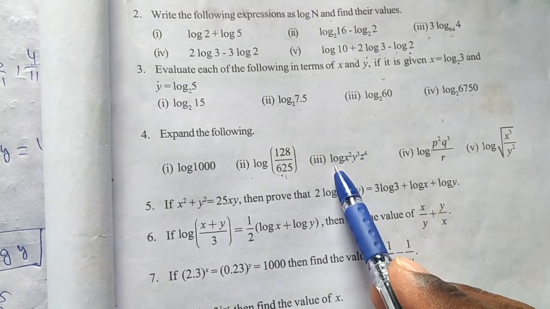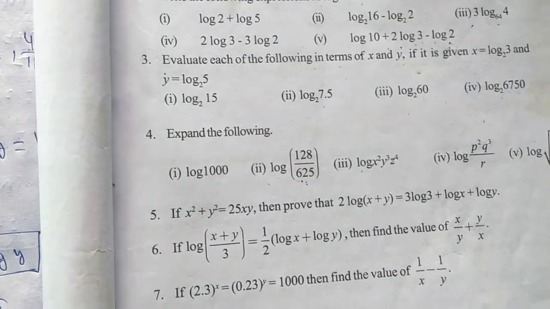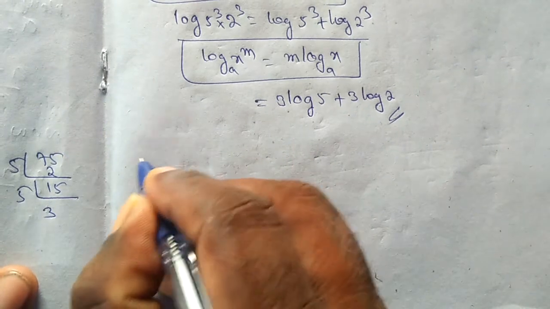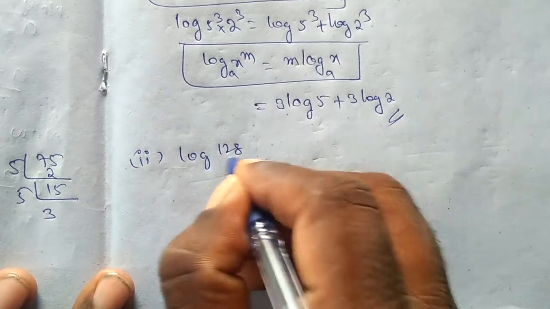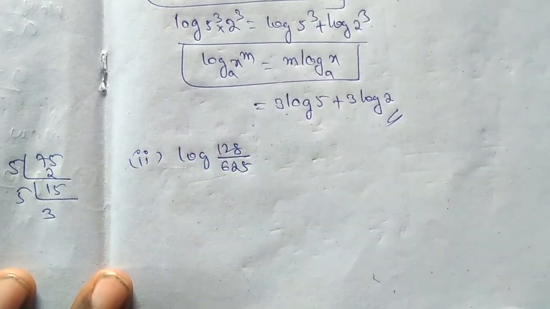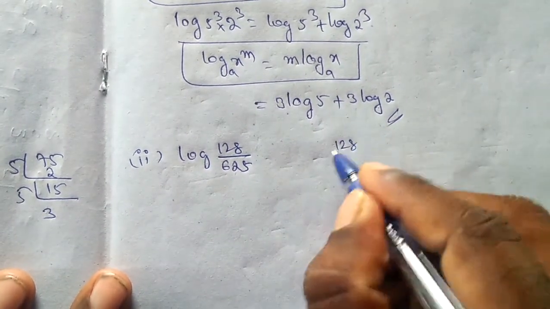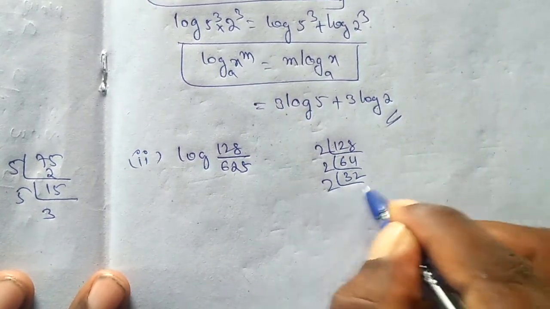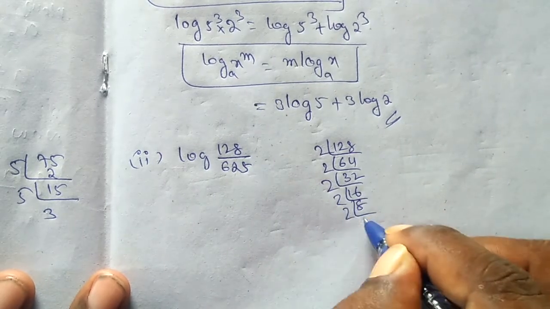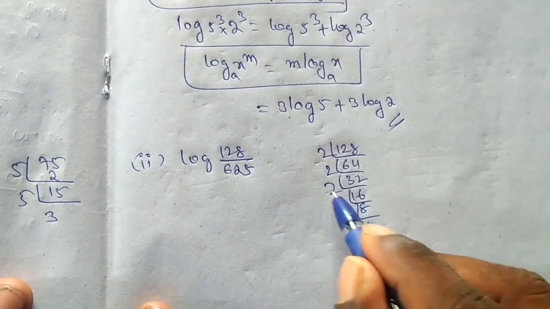Now I am going to explain and solve this problem. Log 128 by 625. So prime factors of 128: 2 64s are 128, 2 32s are 64, 2 16s are 32, 2 8s are 16, 2 4s are 8, 2 2s are 4. So 1 2 3 4 5 6 7.